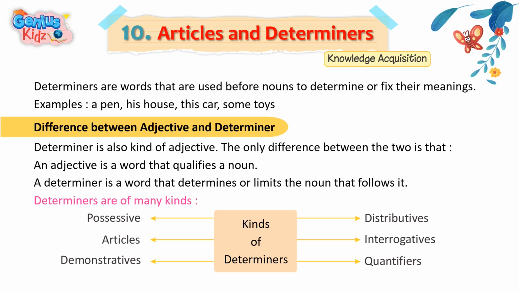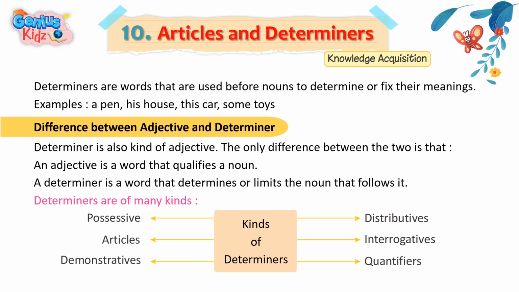Difference between adjective and determiner. A determiner is also a kind of adjective. The only difference between the two is that an adjective is a word that qualifies a noun. A determiner is a word that determines or limits the noun that follows it.